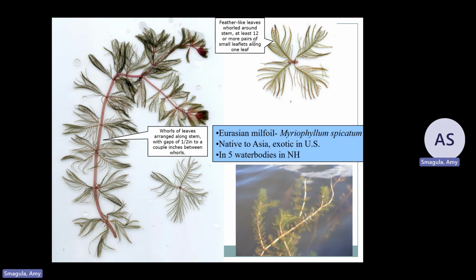And another interesting little identifying factor, if you have the vision and the patience, you can count out the little pairs of leaflets along a stem. And there are 12 or more pairs of leaflets on Eurasian water milfoil. So if you look for the leaflet pairs and the gaps between the leaf whorls, and you have both, it's probably Eurasian water milfoil.